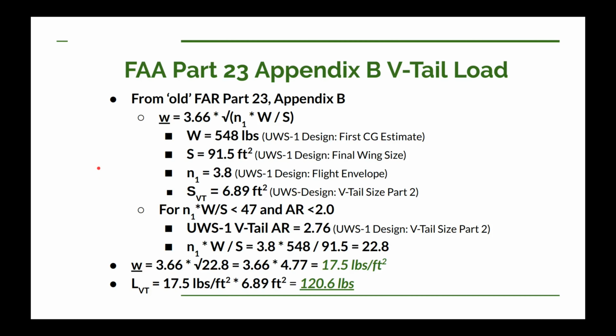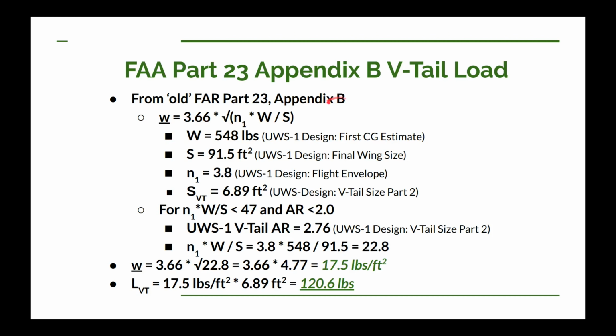So to start with, let's quickly go through the FAA Part 23 Appendix B calculations for coming up with the vertical tail load. And I want to point out this is the old FAR Part 23 Appendix B. If you look at the 2020 version, Appendix B has actually been wiped out. It's now reserved. And I don't yet know what happened to that old information from Appendix B. I did a little bit of searching on it last night, but didn't find it. And if anyone knows, go ahead and put that down in the comments.